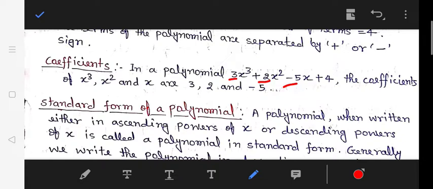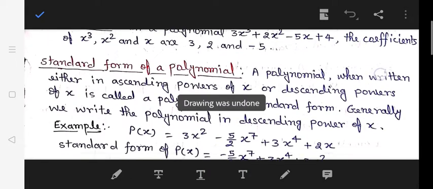So the coefficient will be the real number that exists before the variable terms. The coefficient you will take with the sign. If it is positive, then the coefficient will be positive, and if it is negative, then the coefficient will be negative. So that is called the coefficient.